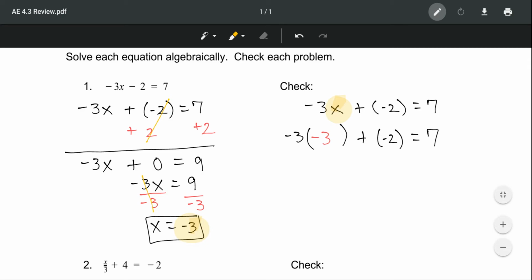So negative 3 times negative 3 is positive 9. 9 plus negative 2 equals positive 7. 9 plus negative 2 is 7. So that means since 7 equals 7, that means we solved correctly.